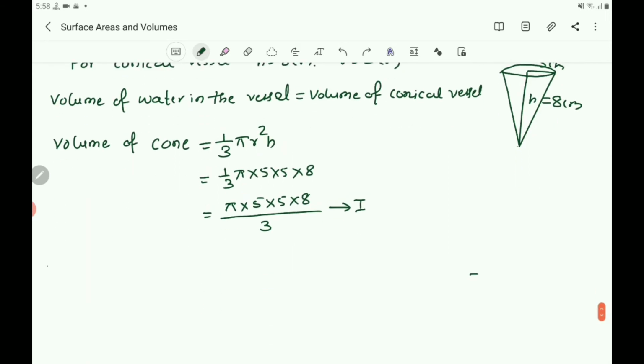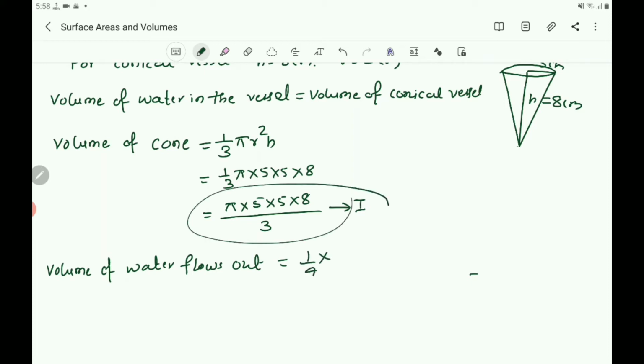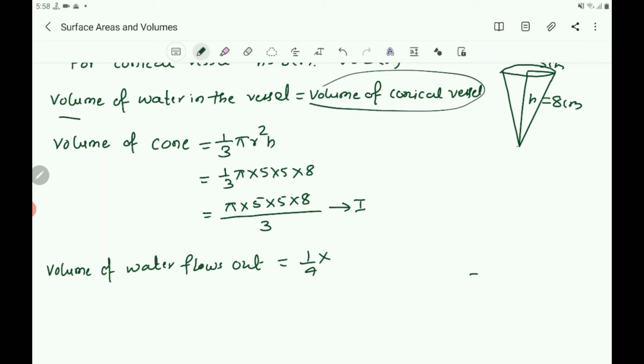So you take the volume of water that flows out, which is 1/4 of the volume of the cone, because the volume of the conical vessel is nothing but the volume of the water in the vessel. So you take 1/4 of 5 into 5 into 5 into 8 by 3. Now it becomes 4 ones are 4, 4 twos are 8. So it is 5 into 5 into 5 into 2 by 3.